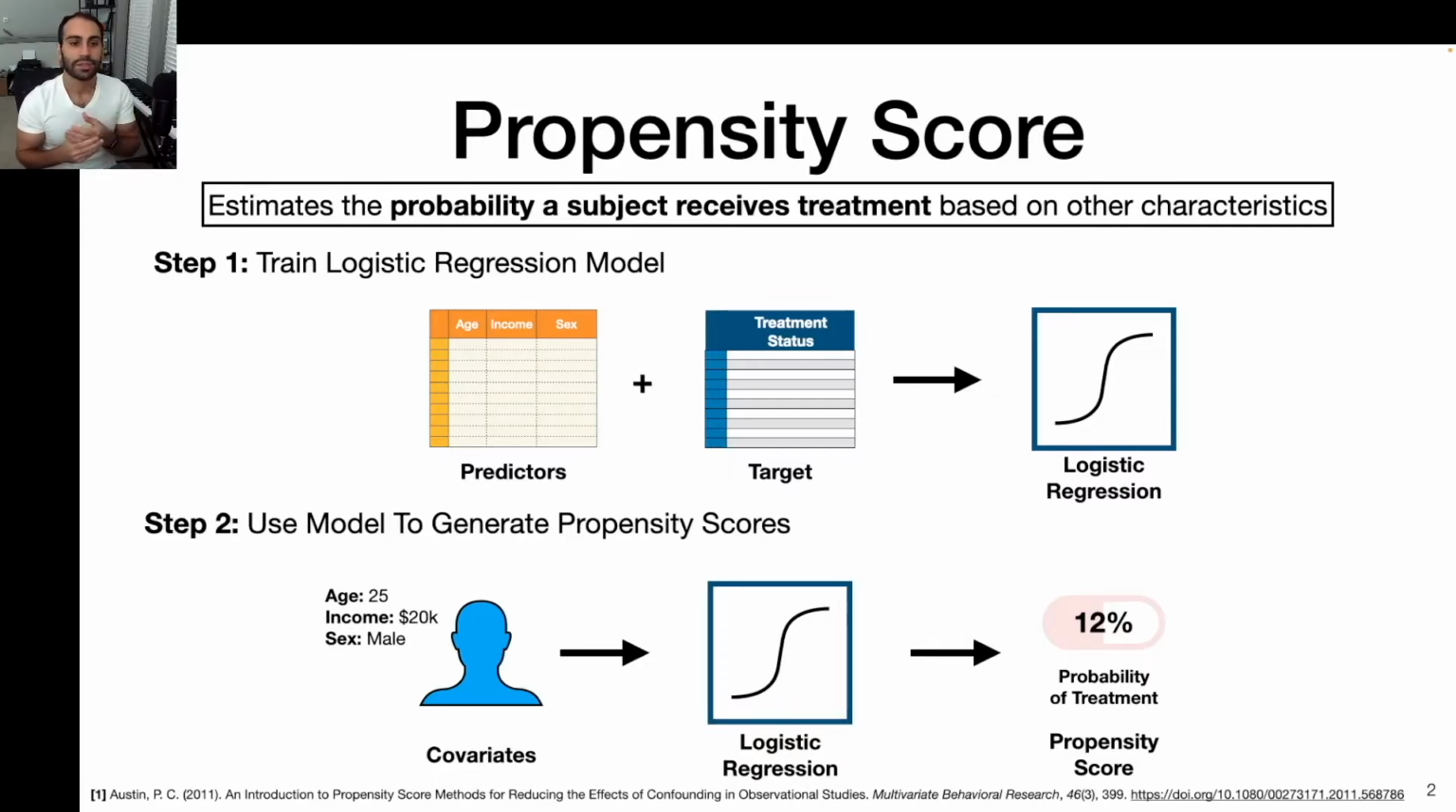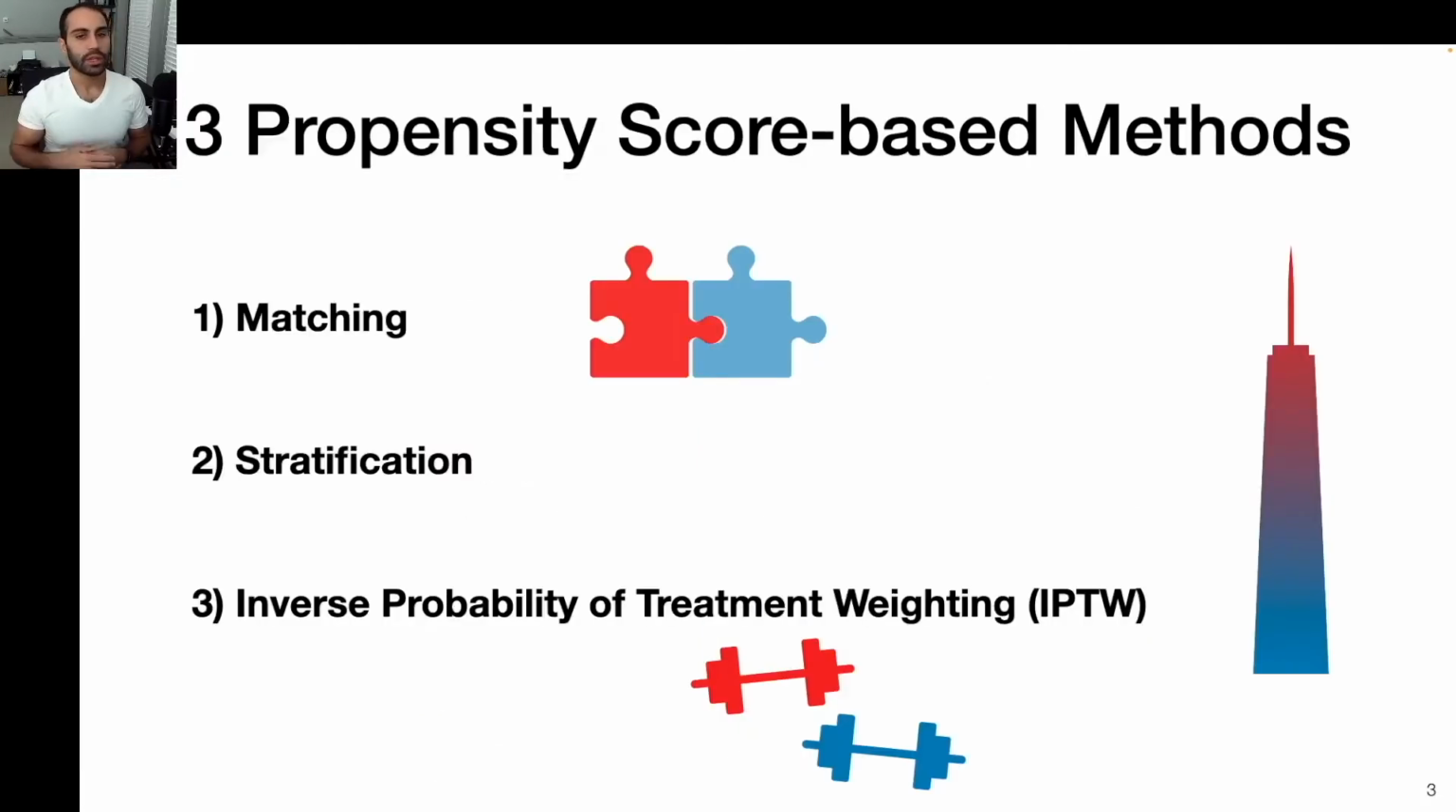We pass them into the logistic regression model that we just developed, and then out comes a probability of treatment, or in other words, a propensity score. And so now we can do this for all our subjects, and we have a propensity score for every single subject in our data set. With a propensity score for every subject in our observational data set, we can use the propensity score in different ways to help estimate unbiased causal effects.